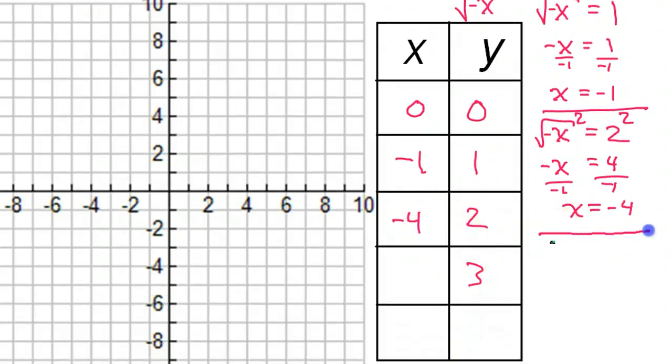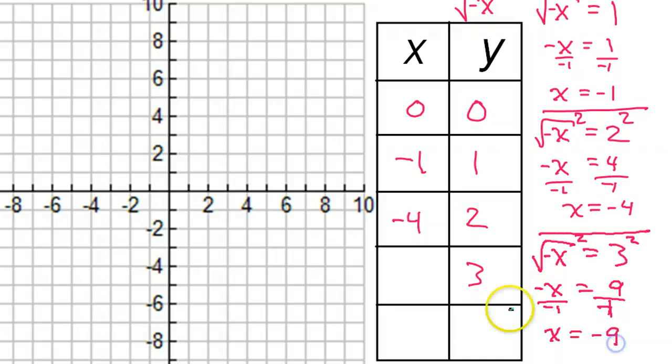And finally, if I want a y value of 3, that means the square root of negative x has to equal 3. Squaring both sides, I get negative x equals 9. Dividing by negative 1, I get x equals negative 9. So these are the x values that I need. So I had to work backwards.